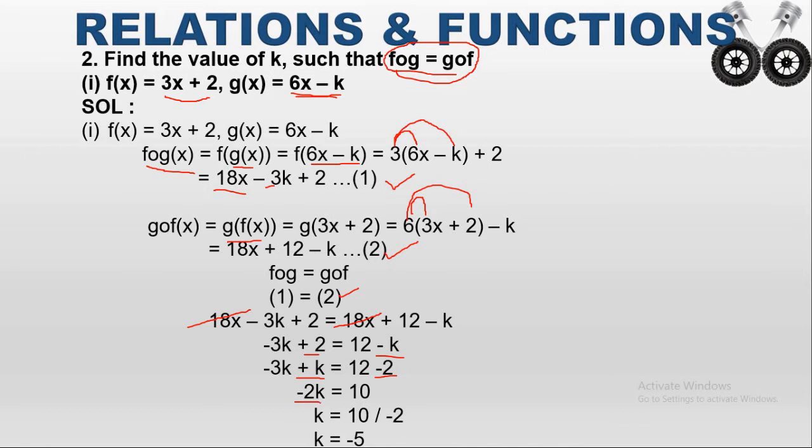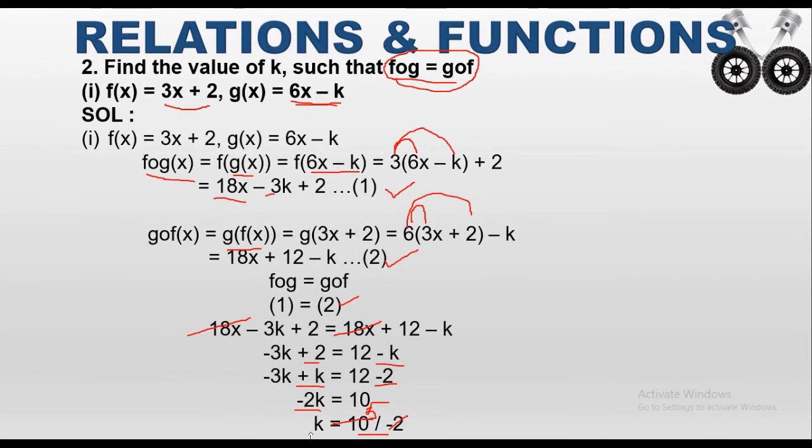When it comes to the RHS, it becomes division. So 10 divided by minus 2. We can cancel 2 with the 10, it will become 5. The minus sign is there, so k equal to minus 5. The value of k is minus 5.